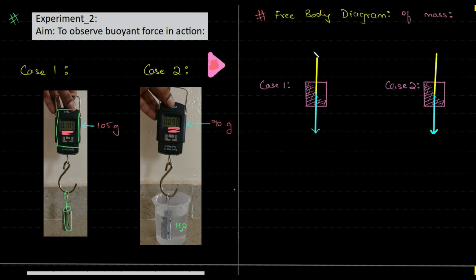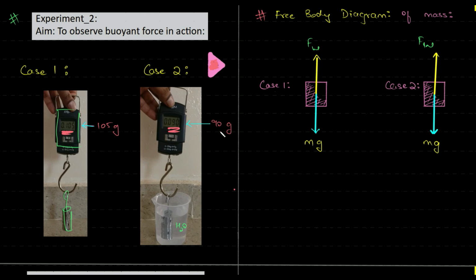So upward force, let me not talk about upward force, let me talk about downward force. The downward force is the mass of the object into acceleration due to gravity. Mass of the object into acceleration due to gravity. But here, it is the weighing machine that is pulling it up. Here too, the weighing machine is pulling it up.